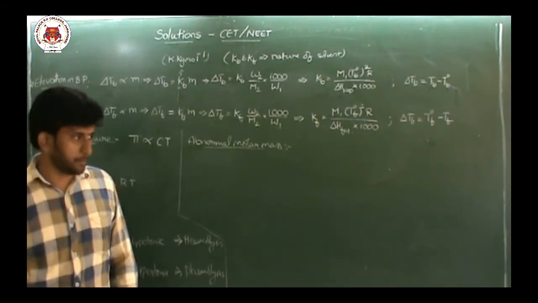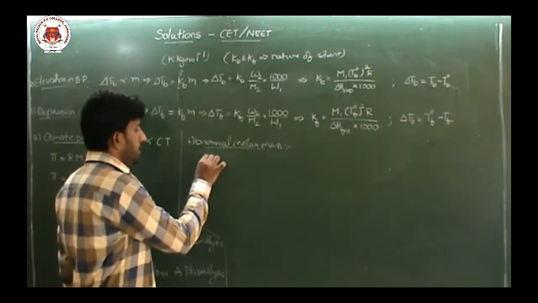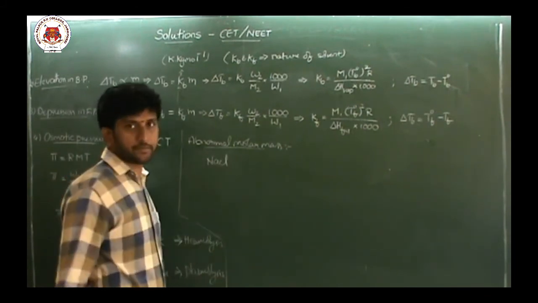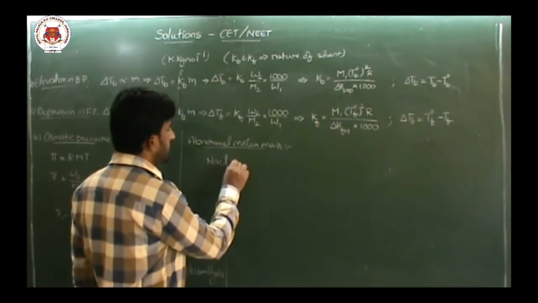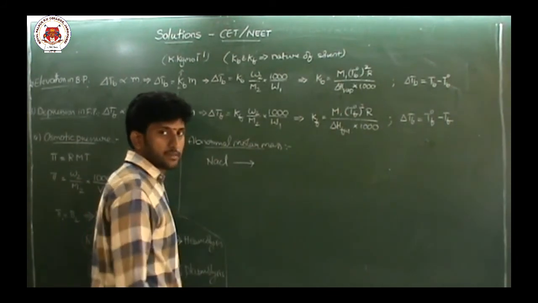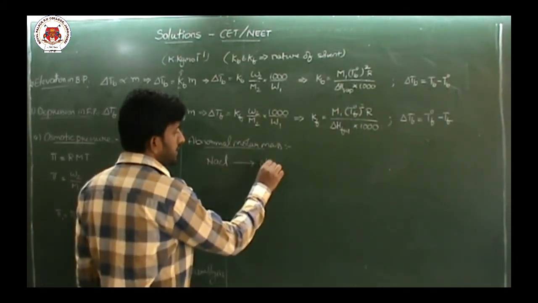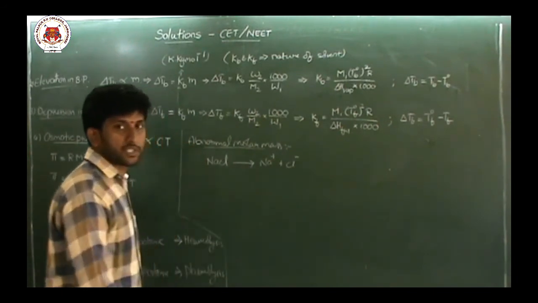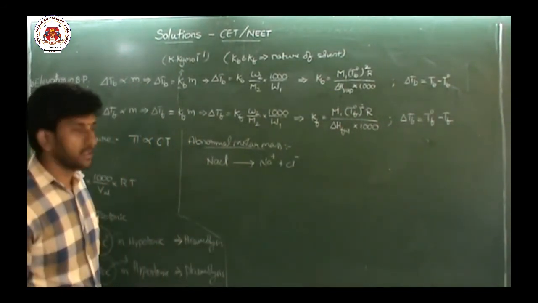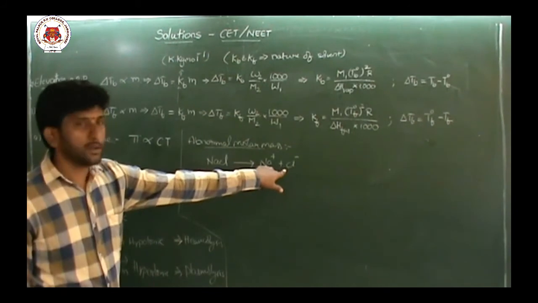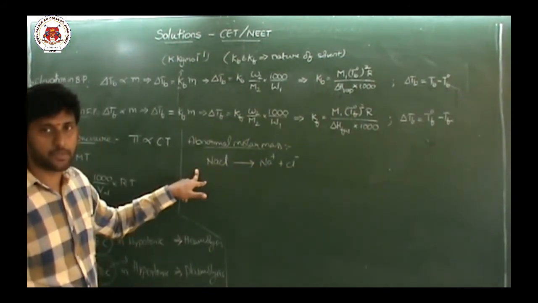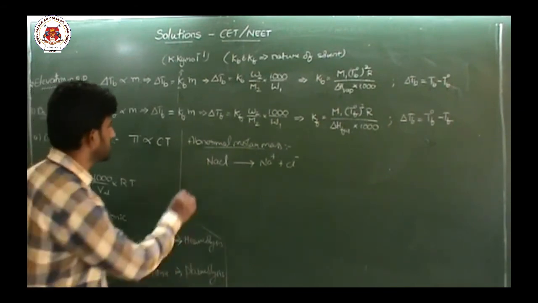But if there is any electrolyte, when it is dissolved in water, if it undergoes dissociation, then you will get two particles from one particle. Okay, dissociation. This is a dissociation.